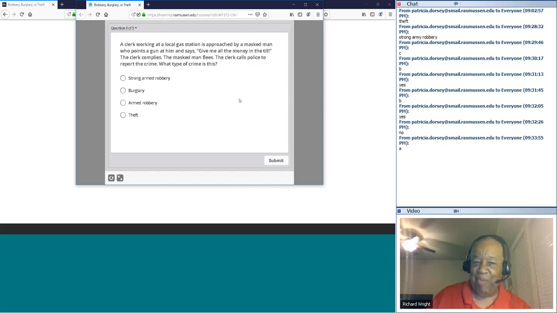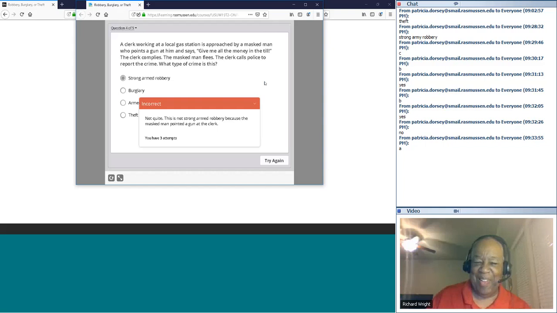You say a strong arm robbery? Okay, let's try it. Nope. Because this is not strong arm robbery, because the masked man pointed a gun at the clerk. If he had snatched it from him with the gun, then we might be talking about that. But it's armed because the person didn't necessarily know whether it was a real gun, whether the gun was loaded, or all of that. It placed him in fear or apprehension of injury.